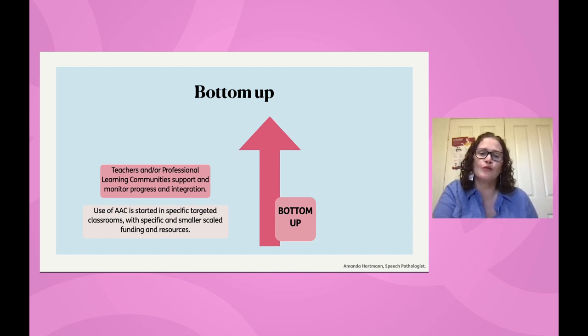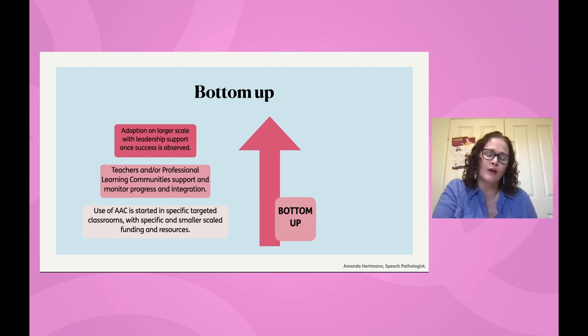What's good, though, usually in a bottom up, is it's driven by really dedicated knowledge and teachers who are dedicated to build their knowledge. So a lot of my schools try to develop professional learning communities for something specialized like AAC, where teachers and the community, or that group of people that are dedicated to AAC, work on how you might support and monitor progress, and also how the integration of AAC is happening. And then adoption on a larger scale across the school with leadership support, that comes once success is observed.